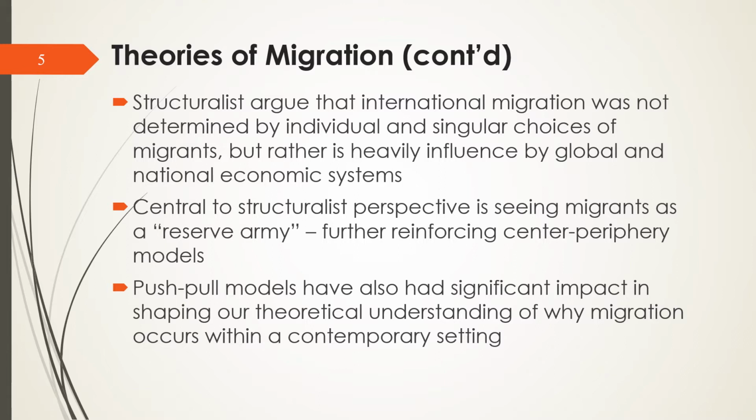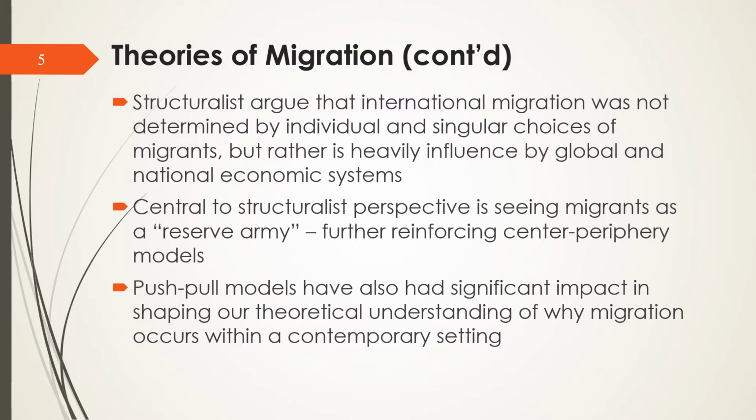The structuralist perspective believed that migration was not determined by individual and singular choices of migrants. But migration was better explained by framing within global and national economic systems, linkages between developing and industrialized nations. Within a modern setting, structuralists understood migration as a result of an expansion of capitalism. So as post-war economies expanded, there was a need for industrial workers, where the state was required to recruit new laborers to meet the demand.